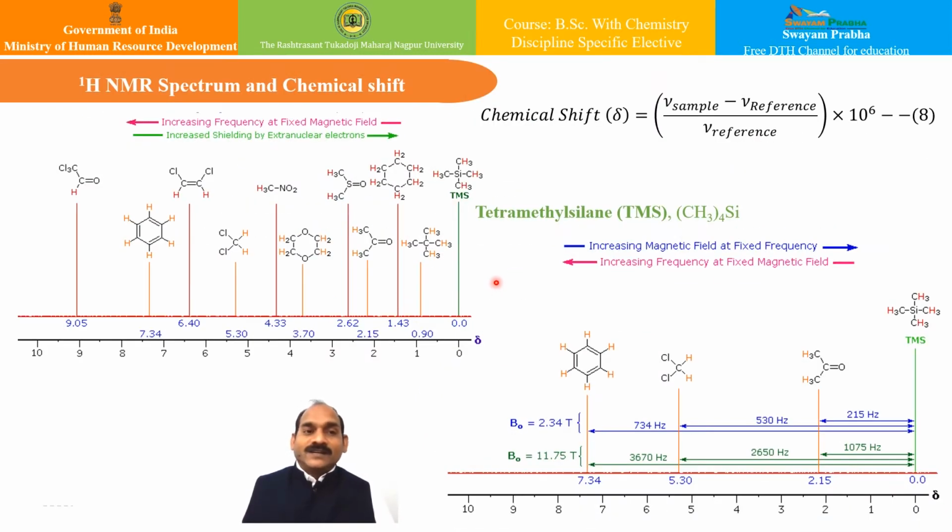So now let us try to understand the H1 NMR spectrum and the chemical shift. This chemical shift term is very important in NMR spectroscopy if you would like to solve the numericals based on your knowledge in NMR spectroscopy.